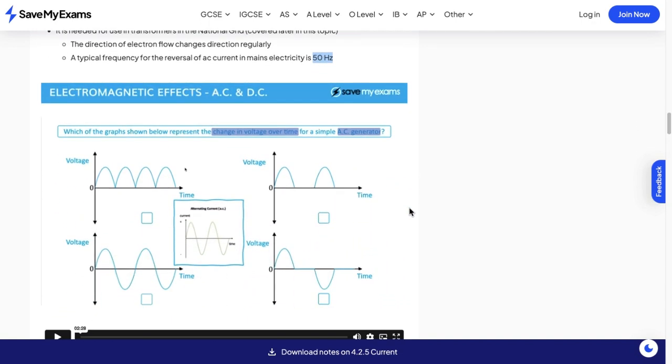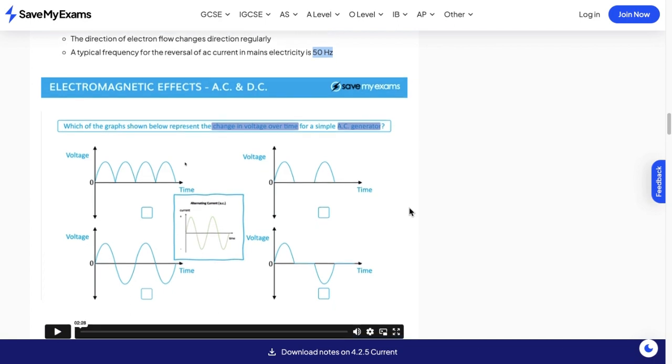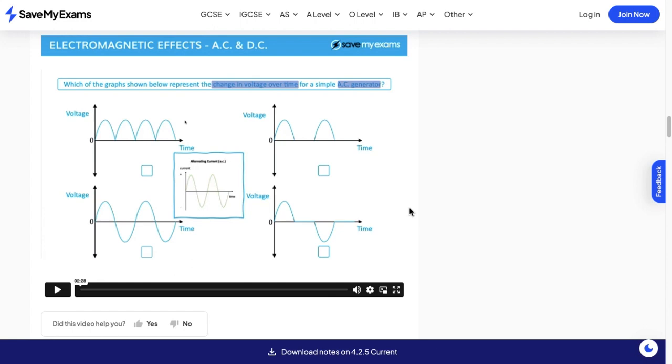Okay, here is the electromagnetic effect of AC and DC. Now let's take a look at these two scenarios. We have voltage plotted against time for this one, and voltage plotted against time for this one.